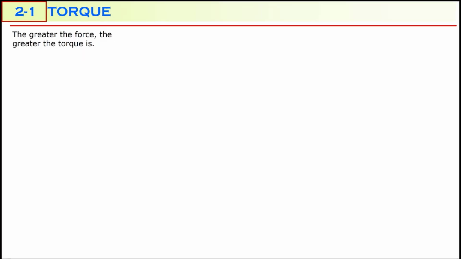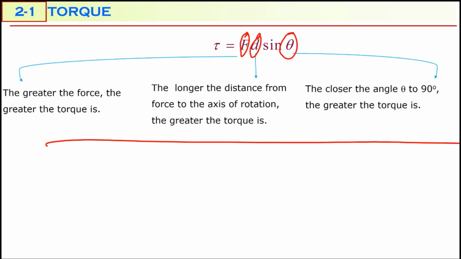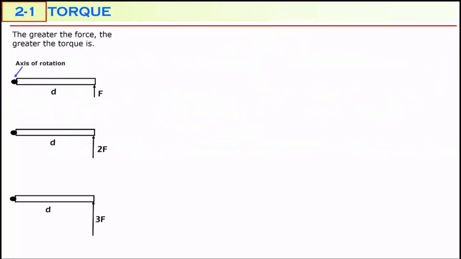We said that according to this equation, F d sine theta, the greater the force is, the greater the torque is. Compare these three. We have the same object. We applied the force at the same point, but we applied different forces. First one, F. Second one, 2F. Third one, 3F. Which one has the greatest torque? 3F, of course.